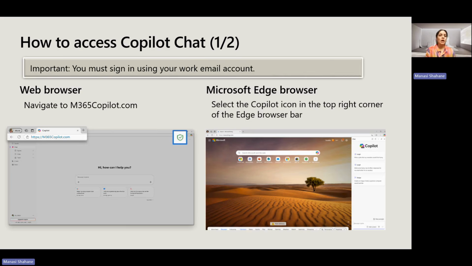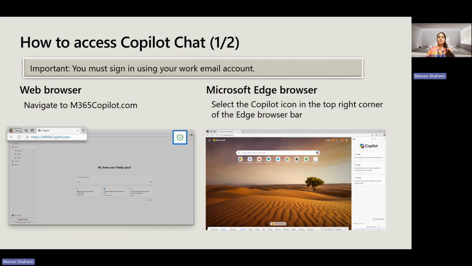So how to access the Copilot chat? There are multiple ways that you can use the Copilot chat. One is, of course, in the web browser. You can use this URL, m365copilot.com, and you can access the Copilot chat. Again, you will have to log in. It's important to have a work email. That is a very important aspect. You need a work email that has the domain name of your company, whichever company you work for.